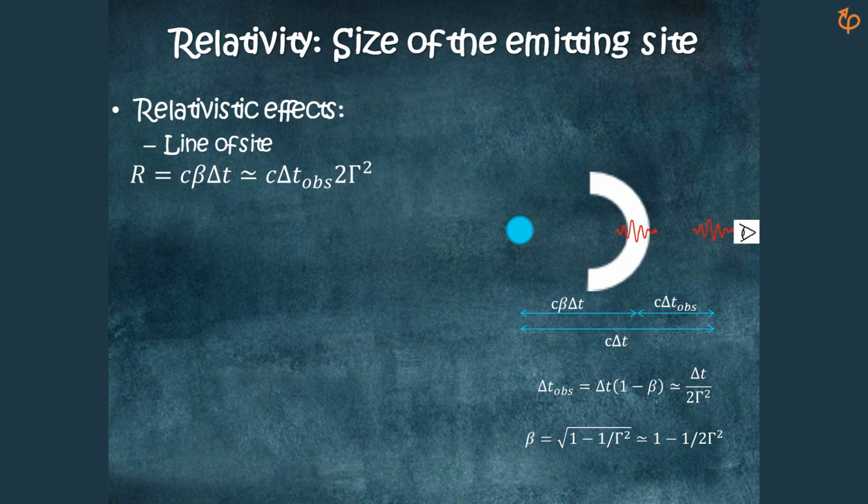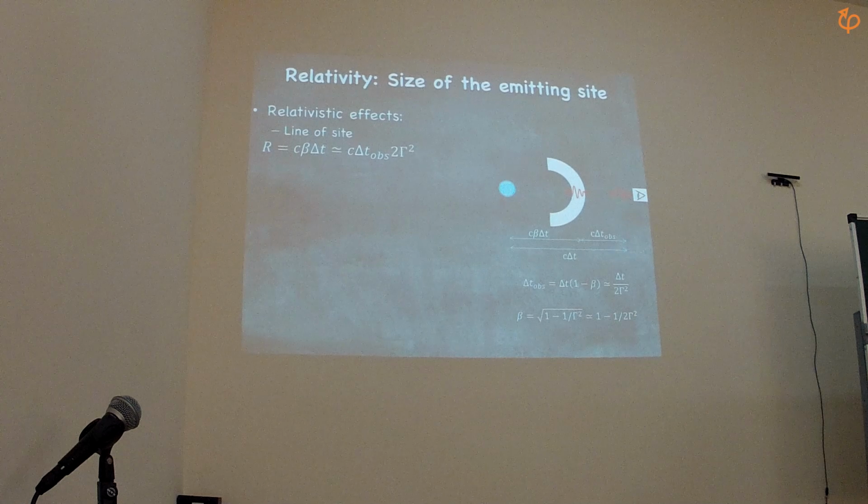When velocities are close to the speed of light, beta is close to 1, and I can approximate beta in this expression as 1 minus 1 over 2 gamma squared. So all I need to do is plug that in, and what I get is that delta t observed is equal to delta t divided by gamma squared. So if gamma is 10, it means that the delta t that I observe is 1% of the actual delta t, meaning that the size of the object that I measure is 1% of the actual size of the object. That's why I'm measuring such a small object.